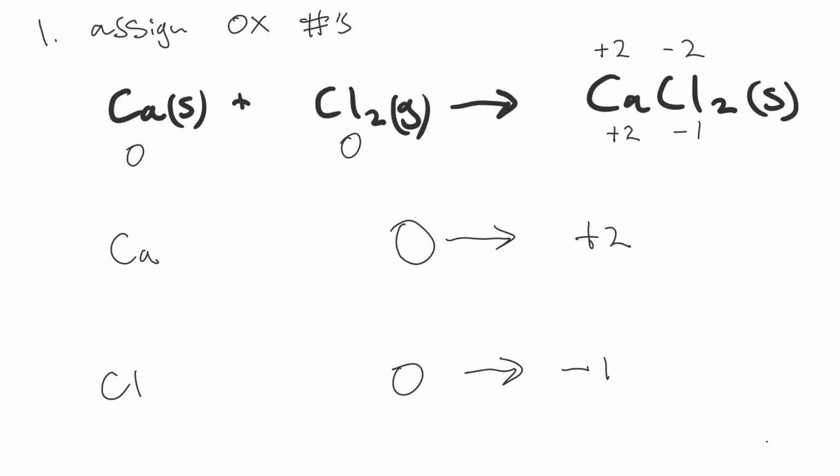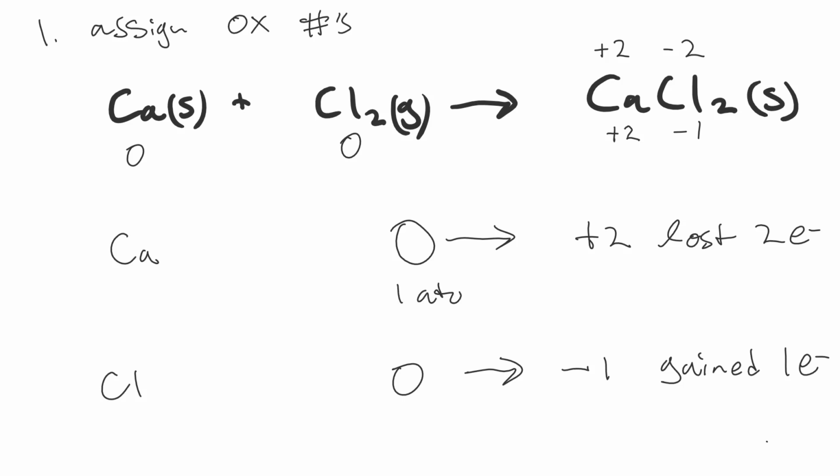Now we track the change in oxidation numbers for each atom. Calcium on the reactant side is 0. On the product side, it's +2. That means each calcium atom lost 2 electrons. Chlorine, on the other hand, starts out at 0 on the reactant side and goes to -1 on the product side. That means each chlorine atom gained 1 electron. The total number of electrons exchanged is 2.